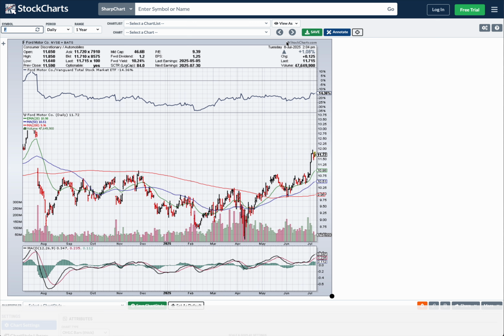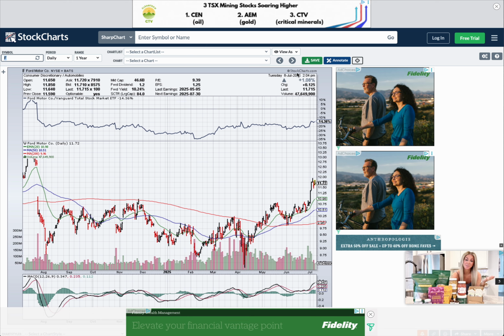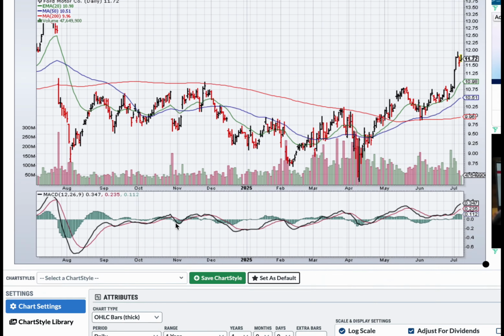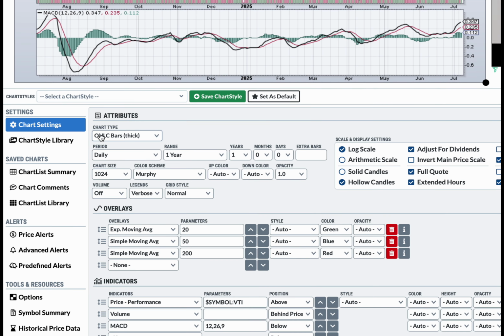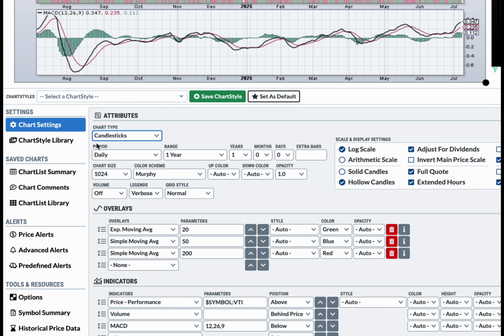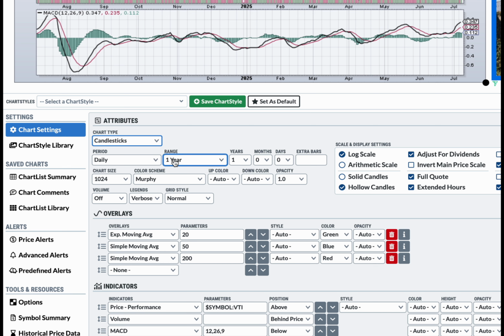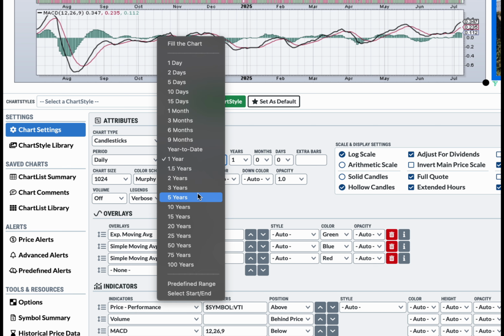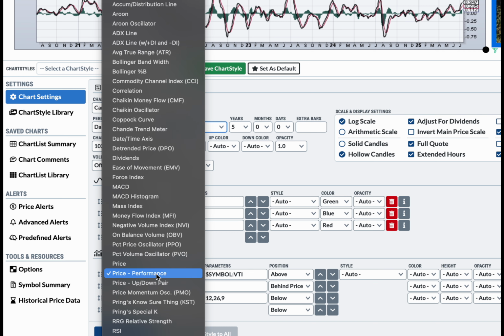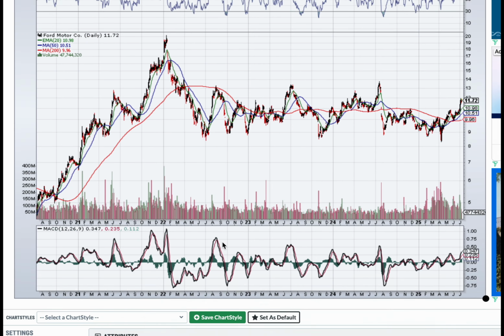Now there's a bunch of pop-ups here, so what I'm going to do is zoom in on the chart only. Here we are with the chart of Ford Motor Company. We're going to scroll down here to where it says chart type. Click the drop down box and select candlesticks. After that, come down here to the period. These are time frames. Go to range and select 5 years. From there, come down here to indicators. Change this price performance to RSI. Once you're done with that, let's scroll back up to the chart.